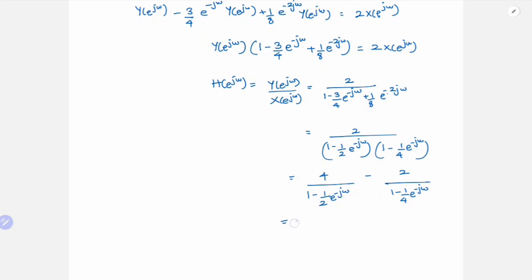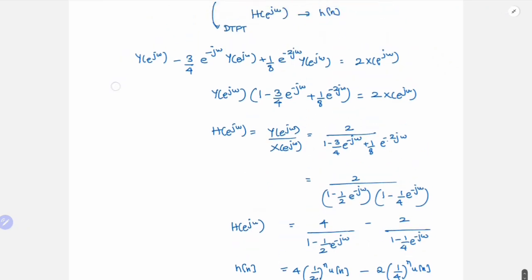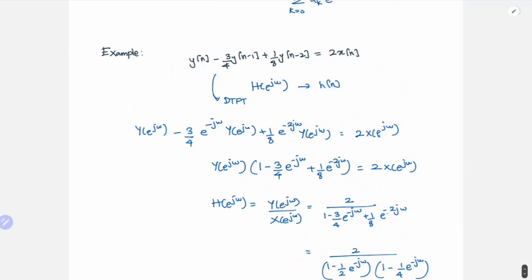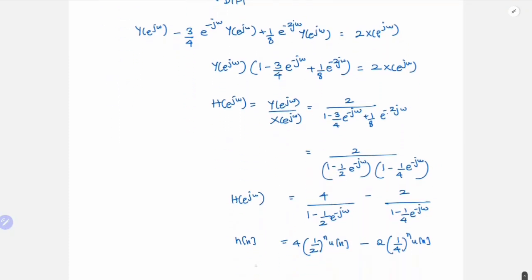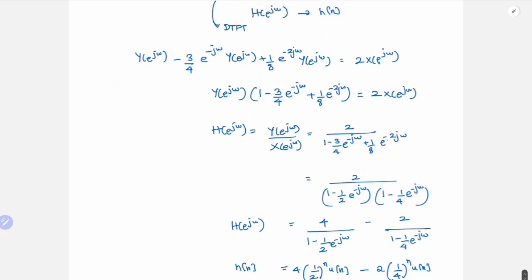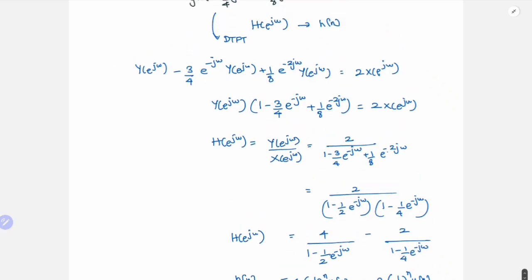So this we know is nothing but 4 into 1 by 2 power n u of n minus 2 into 1 by 4 power n u of n. This will be my h of n, and this is my H of e power j omega. From H of e power j omega we got the impulse response. This is how you go about finding the impulse response from the given difference equations. Once you have the impulse response and the transfer function, it is easy to find y of n or Y of e power j omega for any x of n or X of e power j omega.